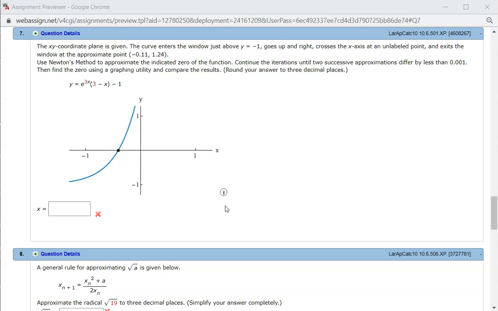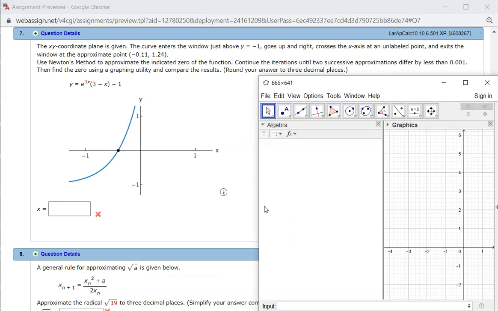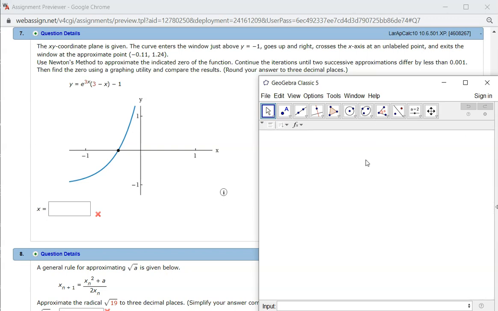I'm going to use GeoGebra. This is actually quite easy, right? So here we open up GeoGebra, and I don't need to look at the picture, so I'm just going to get rid of that. All right, then first we're going to have to define functions.